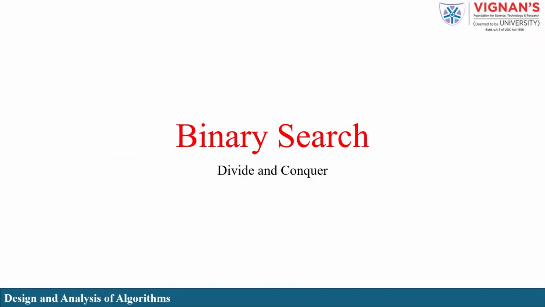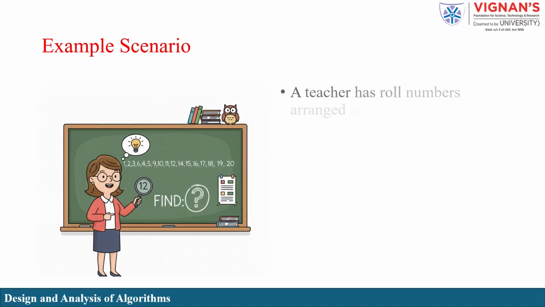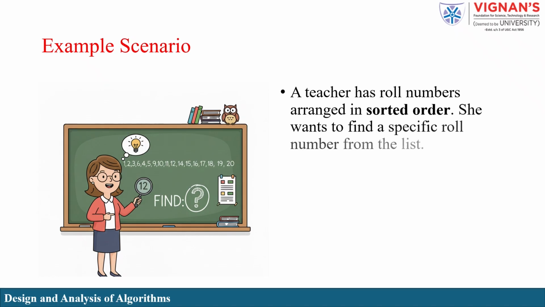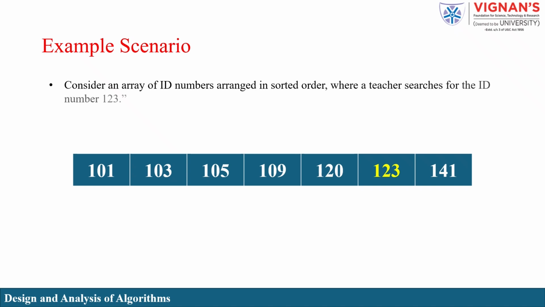Welcome to today's video on binary search, an efficient searching technique based on the divide and conquer approach. Imagine a teacher has roll numbers arranged in sorted order and wants to find a specific roll number from the list. Consider an array of ID numbers arranged in sorted order, where a teacher searches for the ID number 123.